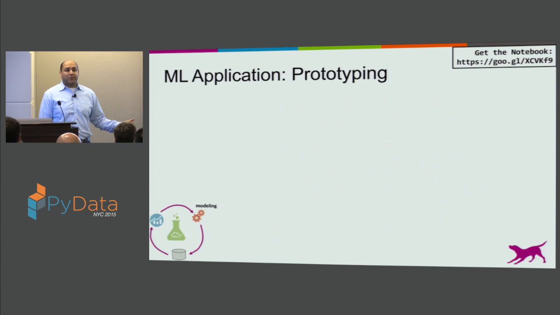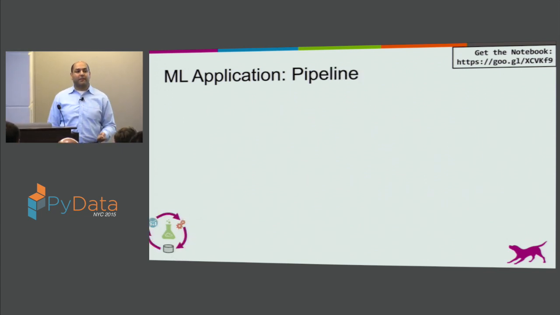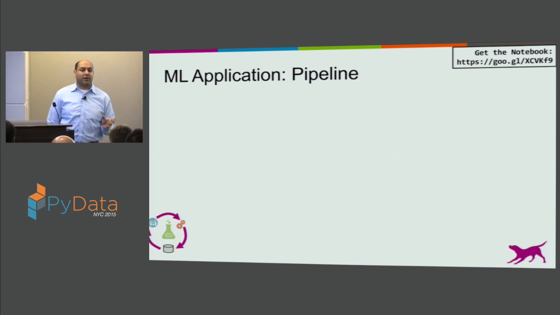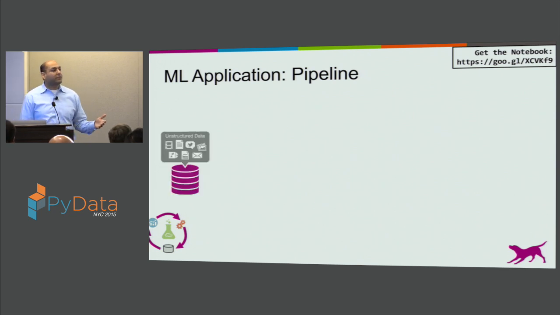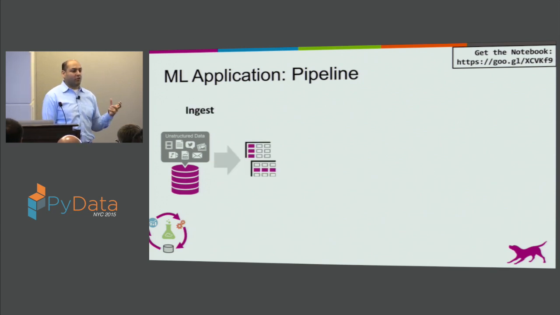But your goal from this prototyping is different when you're trying to build an application. Your goal is to get to a pipeline. And this is where we're going to spend today's session, talking through the parts of going from that prototype through to a pipeline. So the first thing you need to do is take your unstructured data and ingest it so that it's in a structured form.